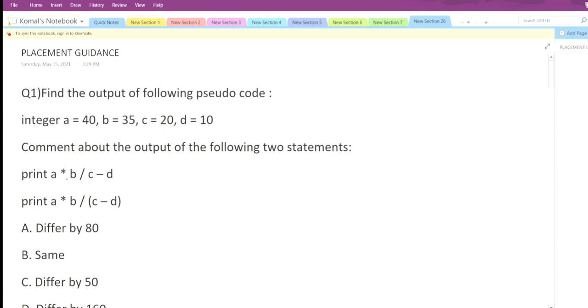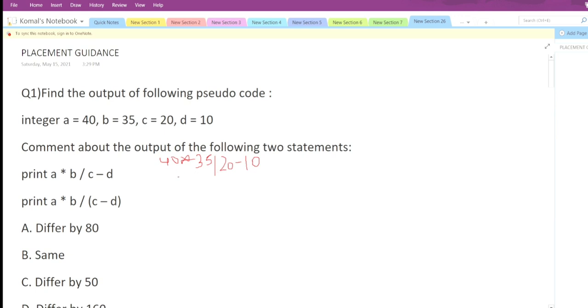So the value of a is 40. Then they have given the multiply sign, and then b, the value of b is 35, and then divide by 20 minus 10. So this is the first statement. In this you have to follow the order of precedence. Now you can see there are three operations: multiply, divide and minus. Multiply and divide have the same level of precedence, so we have to go from left to right. First we will solve the multiply, then the divide, and then the minus sign.